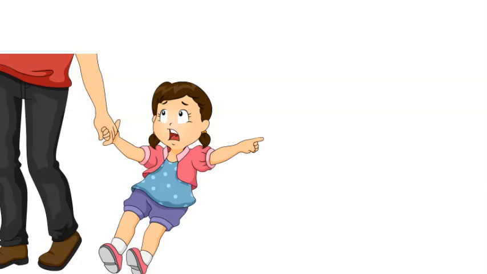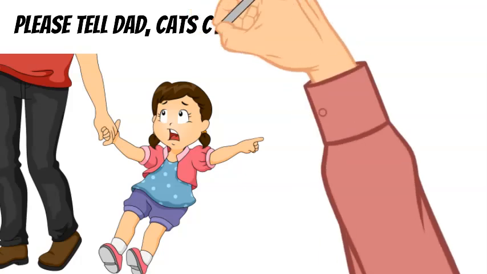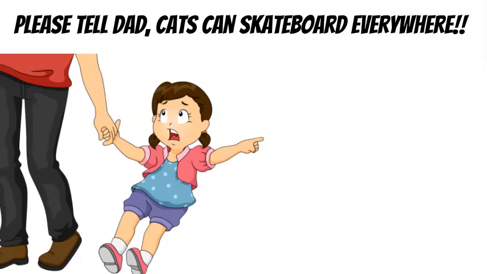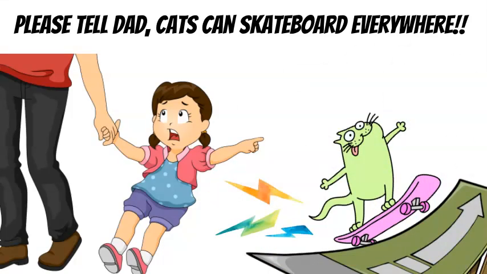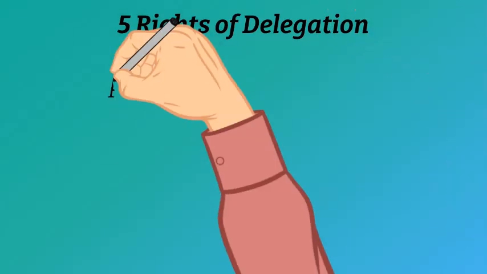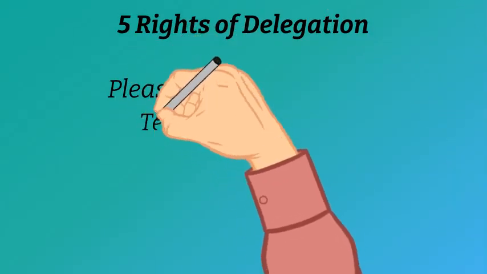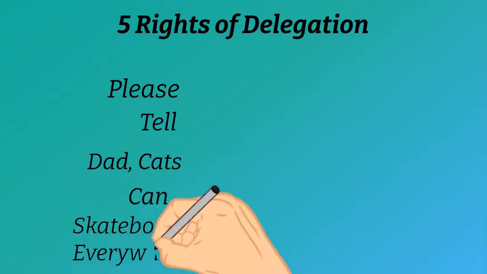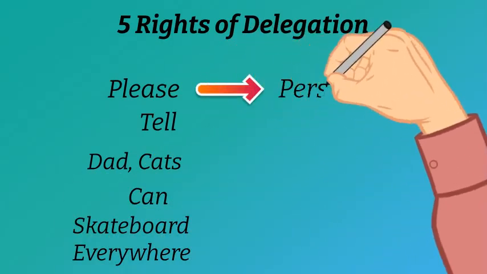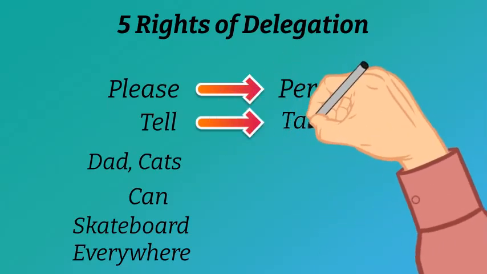And the second part of this is what we call the 5 rights of delegation. If you like acronyms, you can remember the phrase, please tell dad, cats can skateboard everywhere. Remember this little fella, and we'll talk a little bit about each one. Okay, but what does any of this have to do with delegation? Well, the sentence, please tell dad, cats can skateboard everywhere. Each letter stands for one of our 5 rights.